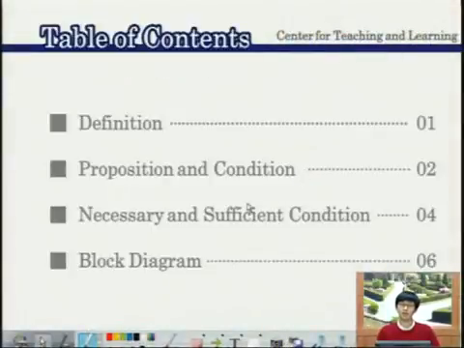This is the table of contents. We are going to learn about the definition of a proposition, condition, necessary and sufficient conditions, and the block diagram.